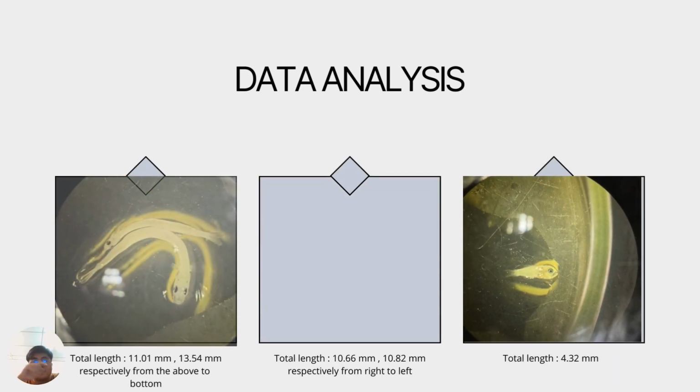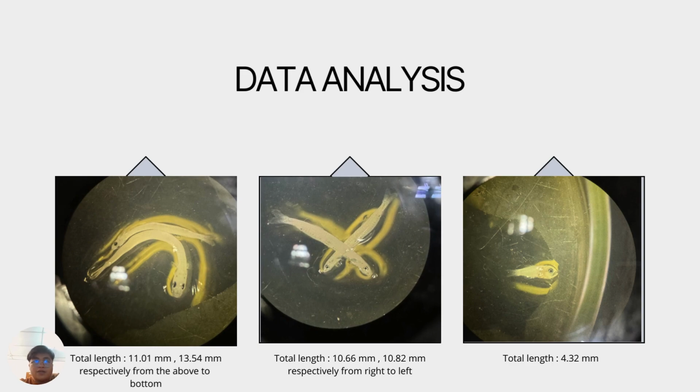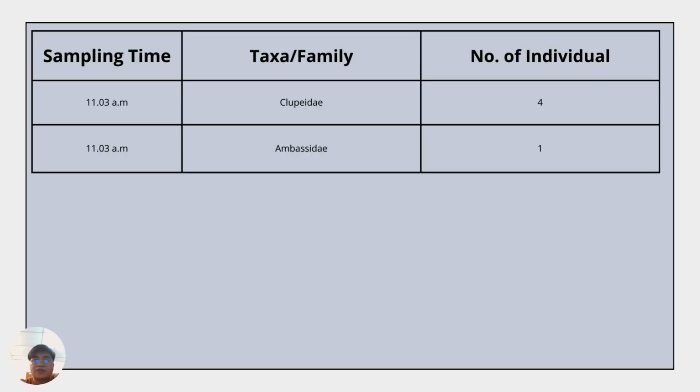Here we can see the five fish that we caught: 11.01 and 13.54 millimeters from top to bottom, and then 10.66 millimeters and 10.82 millimeters from right to left, and the single fish here is 4.32 millimeters. The families are Clupeidae and Ambassidae; the total individuals are four for Clupeidae and one for Ambassidae.